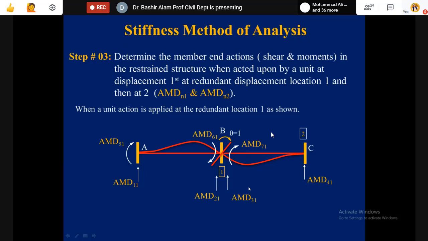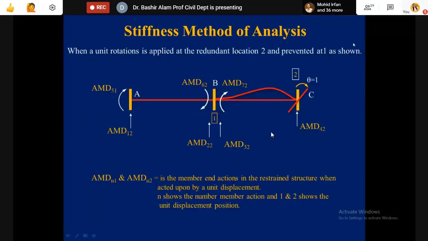Second column, when unit displacement is given corresponding to D2. So here, corresponding to D2, this rotation was given. All the member end actions are calculated, and those member end actions will give you the second column of the AMD matrix.